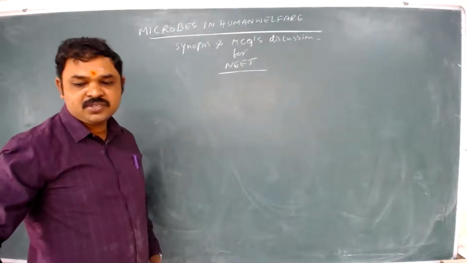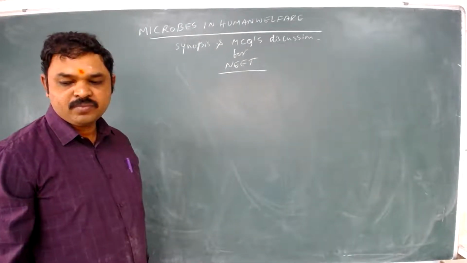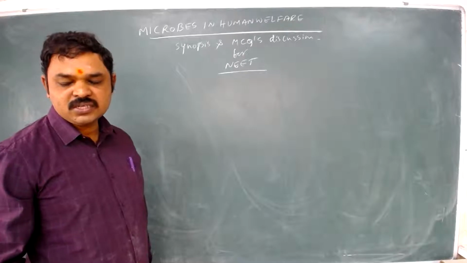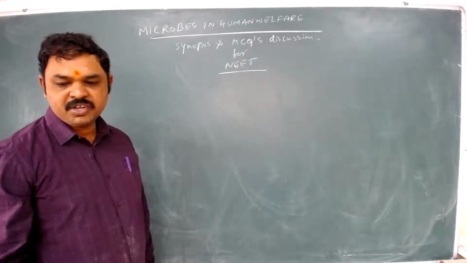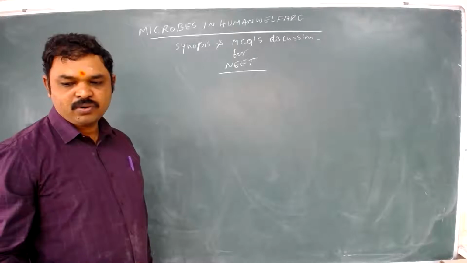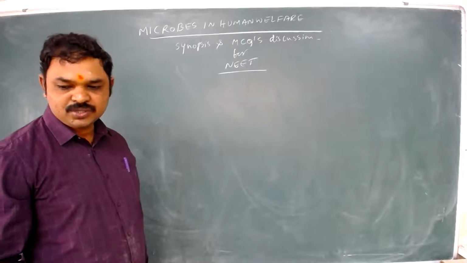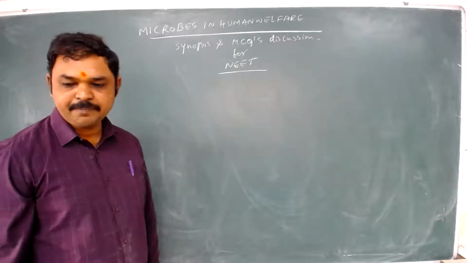Yesterday, we discussed the synopsis, microbes in human welfare, household products, and industrial products, which are completed. Now, brief information before going for discussing MCQs, those synopsis, let us see.